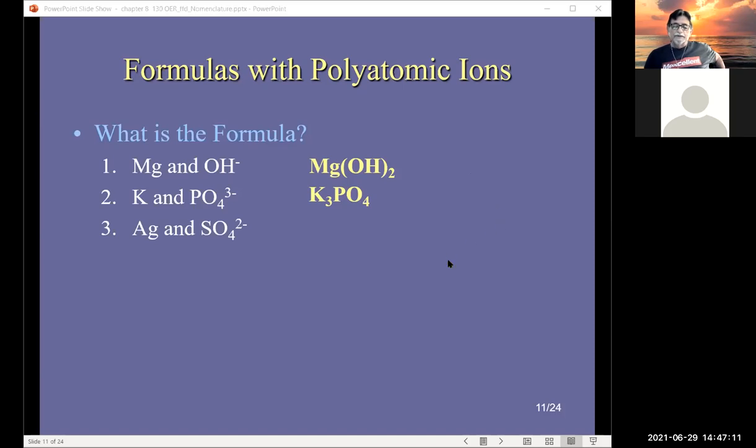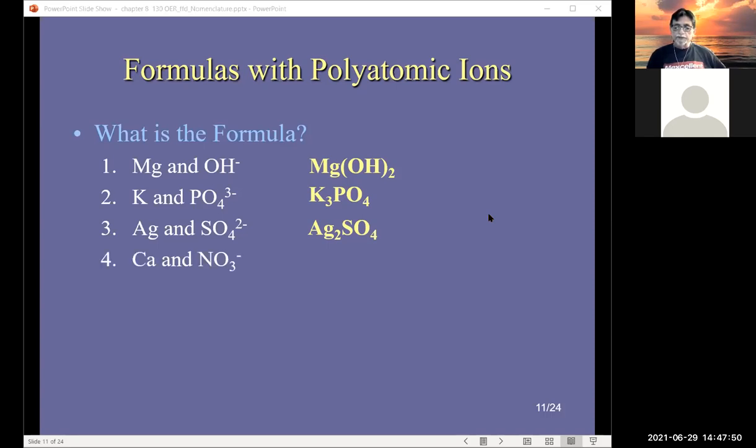All right, here's SO4 negative 2, another polyatomic ion. What do we know about silver? Silver is one of the sweet 16 and always has a +1. So silver has a +1. We need 2 of them. So our formula becomes Ag2SO4. We need 2 because sulfate is a -2. So far we got magnesium hydroxide, potassium phosphate, and now we have silver sulfate.